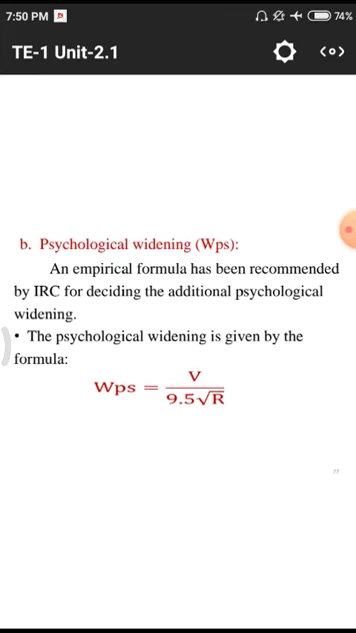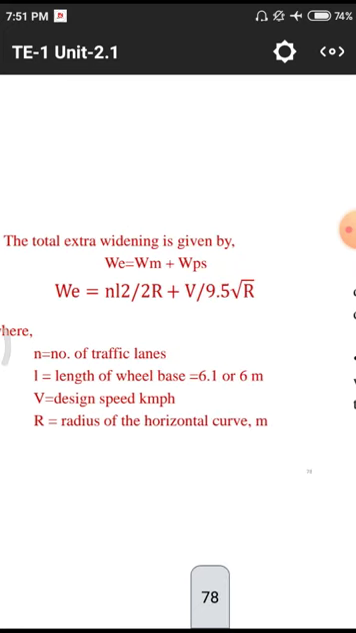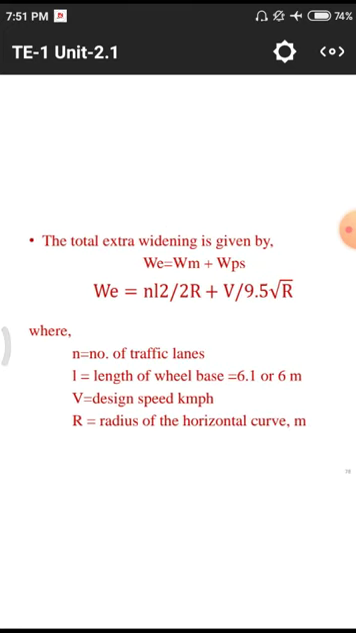Likewise, for physiological widening we have Wps. In mechanical widening the term is denoted Wm, that means widening in mechanical terms. Here we maintain widening in terms of physiological rules, so Wps equal to V by 9.5 square root of R, where V is the velocity of the vehicle and R is the radius of that particular curve. Simply remember: the total extra widening is given by We equal to Wm plus Wps, that means mechanical widening plus physiological widening. Both terms we need to calculate for extra widening of the road.